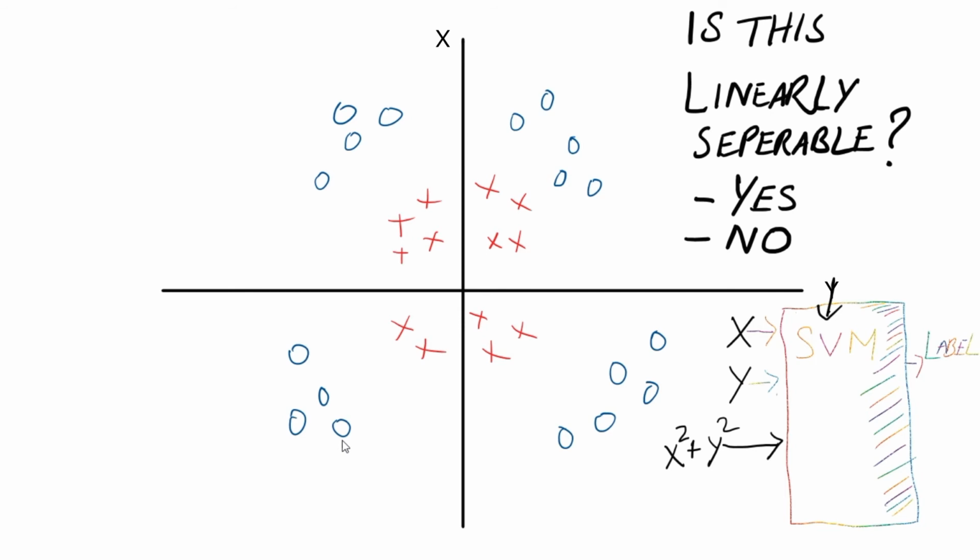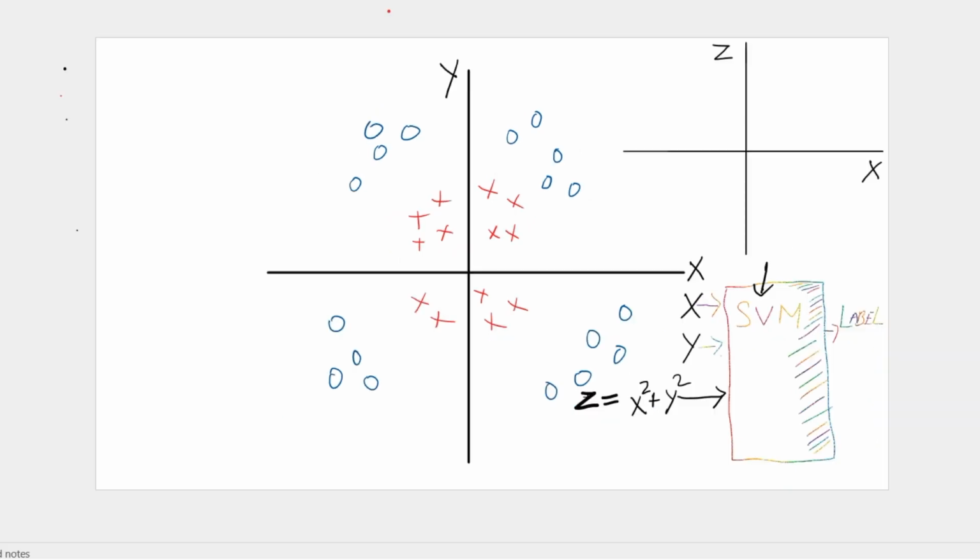And the answer is yes. It takes a little bit of time to understand why. Let's call this new feature over here Z. So we know that Z equals X square plus Y square. And we are trying to learn a hyperplane between X, Y and Z. Z is always non-negative because of the distance to the origin. For all the red points, the distance to the origin is small, and for all the blue circles, the distance to the origin is large.